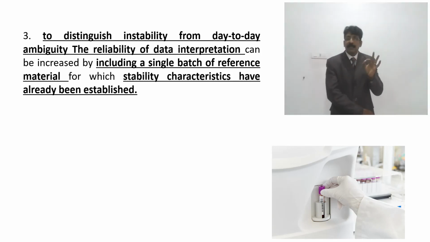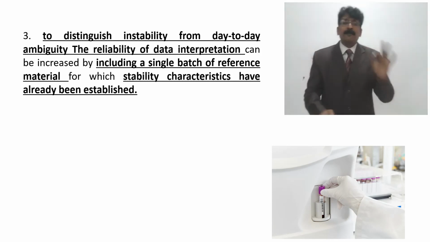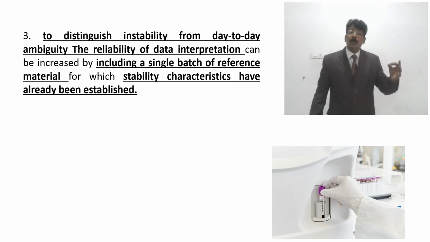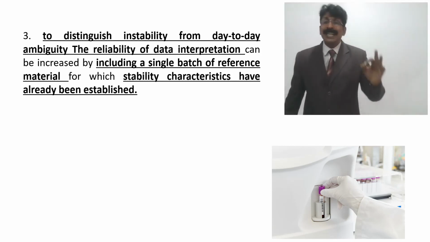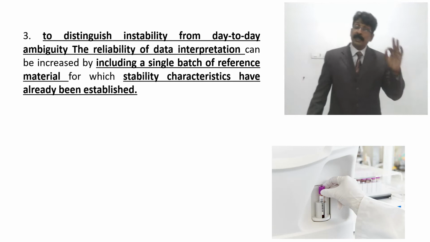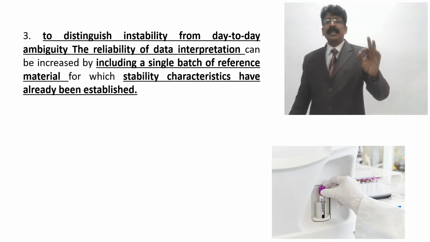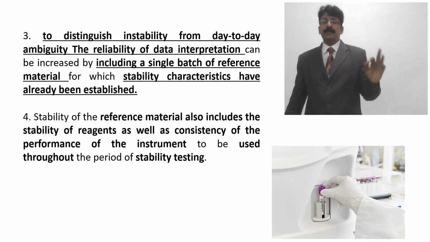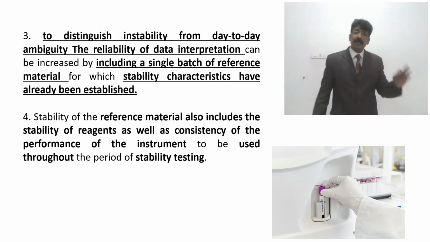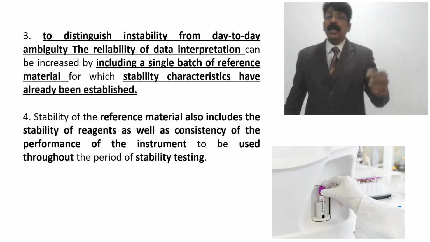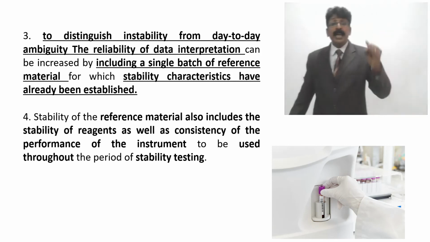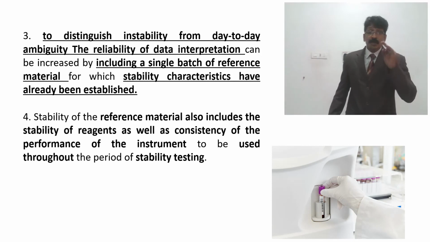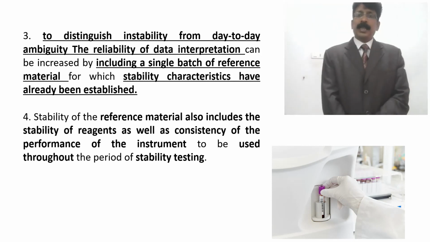A reference material means comparing with a reference material for which the stability characteristics have already been established, already we know. So we are comparing with that, and we see whether our new product, or our product in the market, is perfectly giving without any degradation, and this can be analyzed by this real-time stability study. Stability of a reference material also includes not only the material, but reagents and instruments. So the consistency of the reagents which you have used, and the instruments used throughout the period of the stability study, also have to be tested.